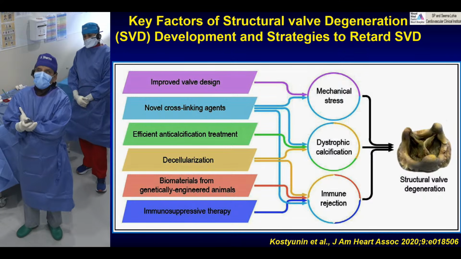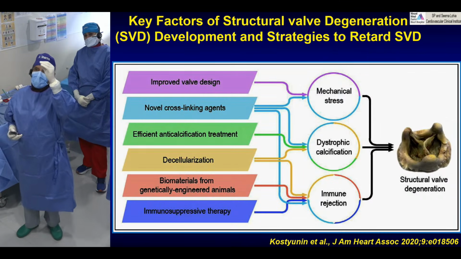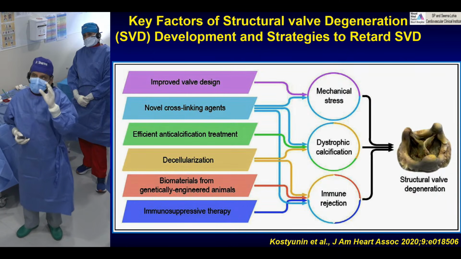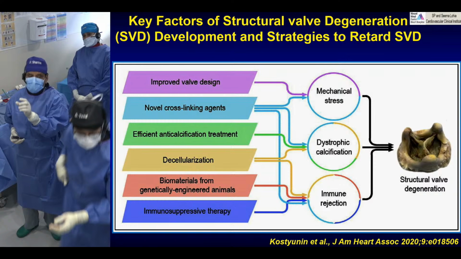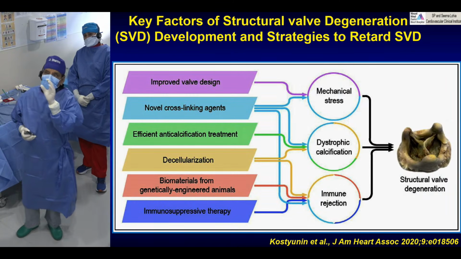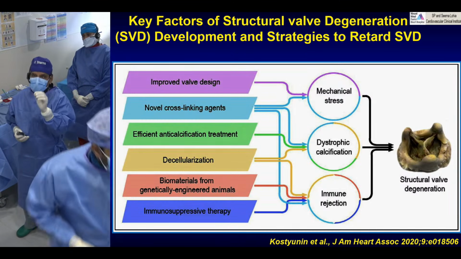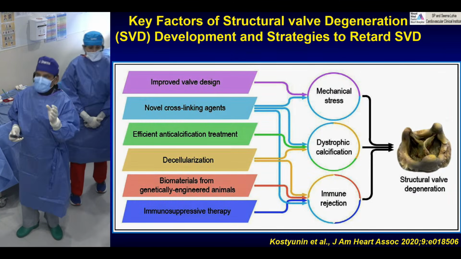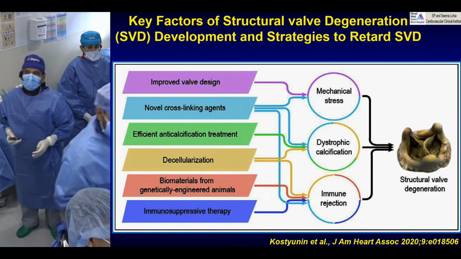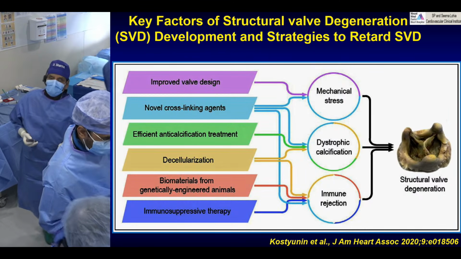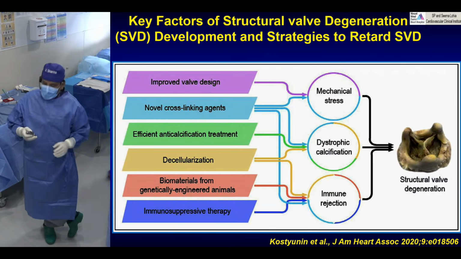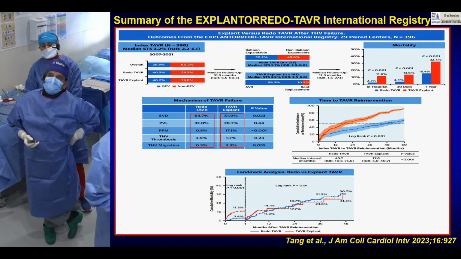And therefore, what is being done is on 3 steps: mechanical stress, dystrophic calcification, and immune rejection. The key is the valve design. So mechanical stress, in terms of various valve designs, even using a polymer, so less stress. Second is efficient anti-calcification treatment for dystrophic calcium, decellularization, and partly Resilia, so making the valve durability longer. And then lastly, from the immune point of view, biomaterial from genetically engineered animals and immunosuppressive therapy, all are being tried to improve the long-term patency of the valve and decrease the structural valve degeneration.